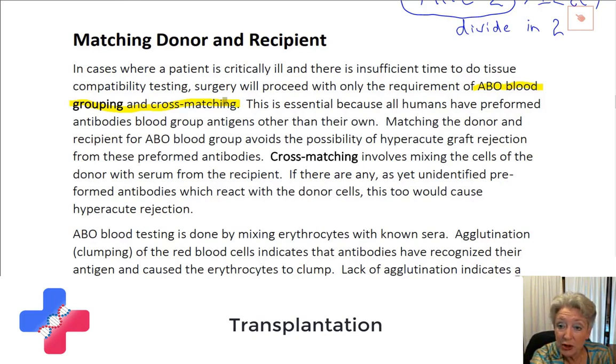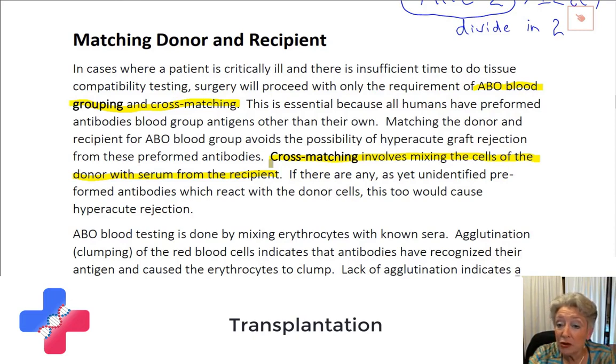I'll go through the ABO blood test in a second, but even now, let me simply say that cross-matching involves taking the cells of the donor and putting them into culture with serum from the recipient. If there are any antibodies of any kind in that serum that bind to the cells of the donor and cause a reaction, then I cannot use that pairing for the donor and recipient pair.